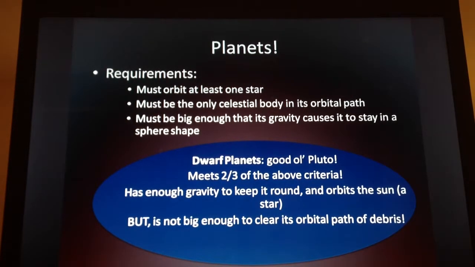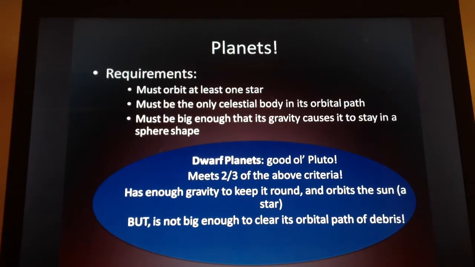Now let's talk about planets. There are some requirements to be a planet. So it must orbit at least one star, so like Earth and the other 7 planets orbit the sun. It must be the only celestial body in its orbital path. So each planet has its specific orbital path, and it's the only thing there. There's no other debris or anything in there.